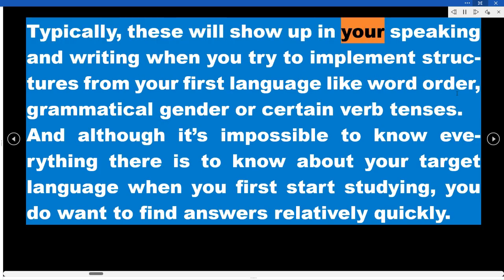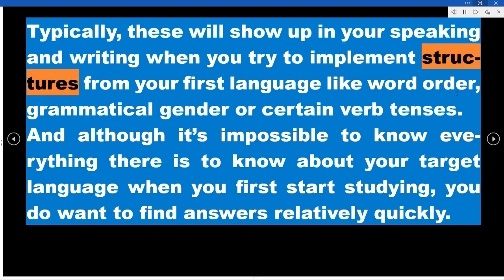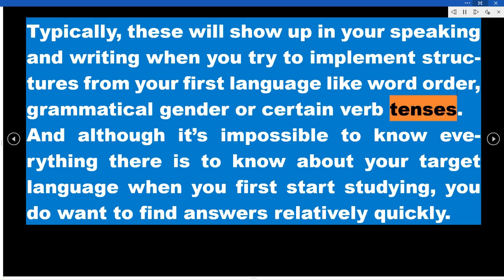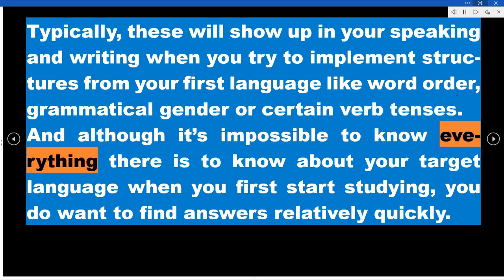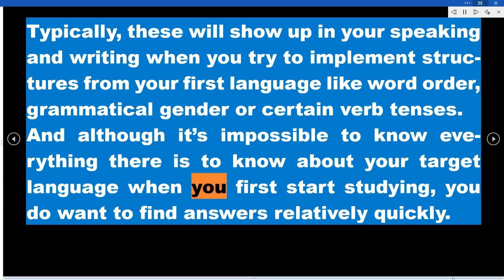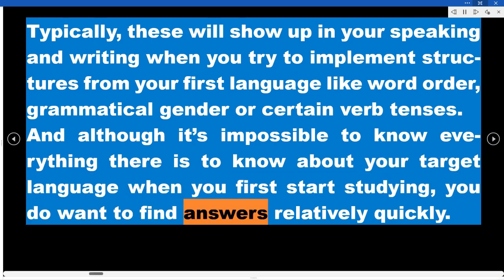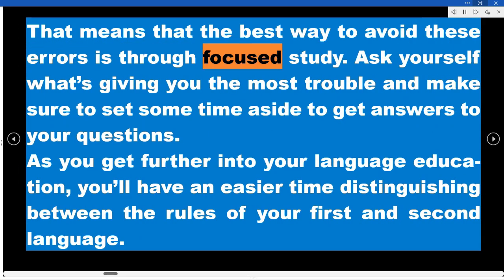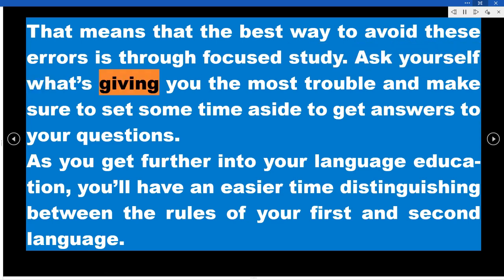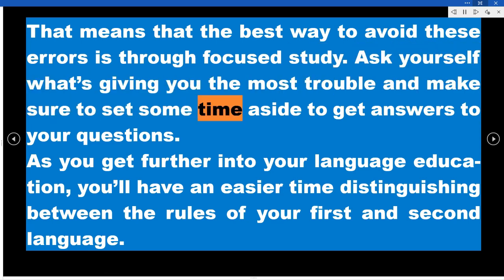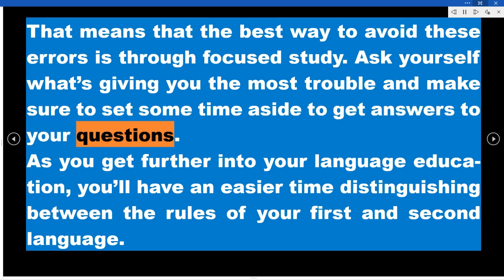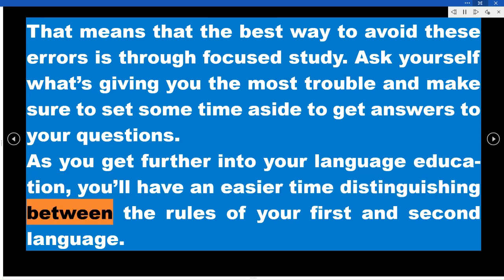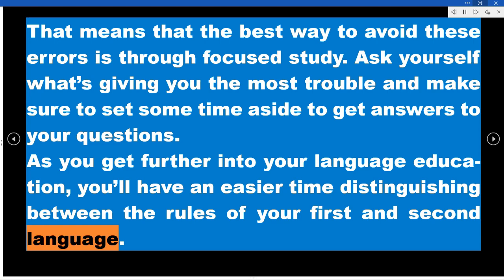Typically, these will show up in your speaking and writing when you try to implement structures from your first language like word order, grammatical gender or certain verb tenses. And although it's impossible to know everything there is to know about your target language when you first start studying, you do want to find answers relatively quickly. That means that the best way to avoid these errors is through focused study. Ask yourself what's giving you the most trouble and make sure to set some time aside to get answers to your questions. As you get further into your language education, you will have an easier time distinguishing between the rules of your first and second language.